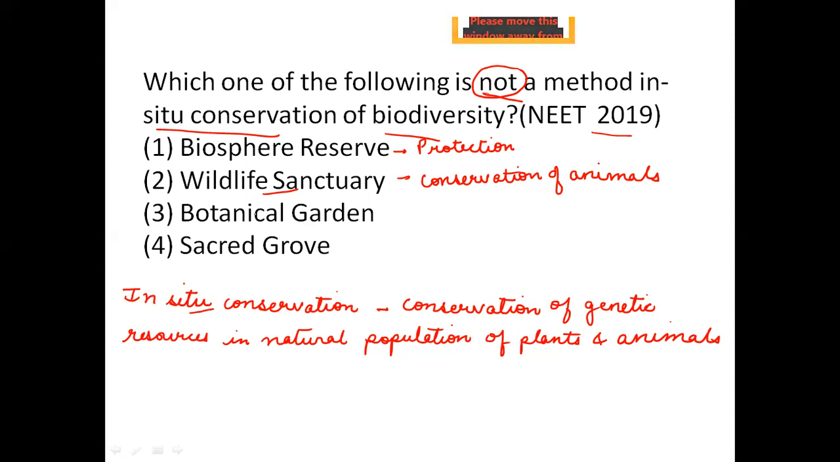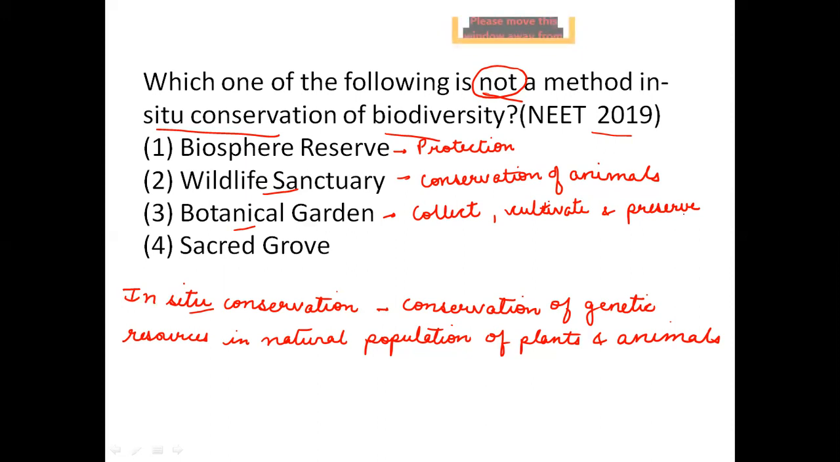Next, we are talking about the botanical garden. We all know what a garden is, where we grow different types of plants. In a botanical garden, we collect species of different plants from different habitats and cultivate them in an artificial garden and preserve these species. So basically we collect different plant species from different land areas or habitats.